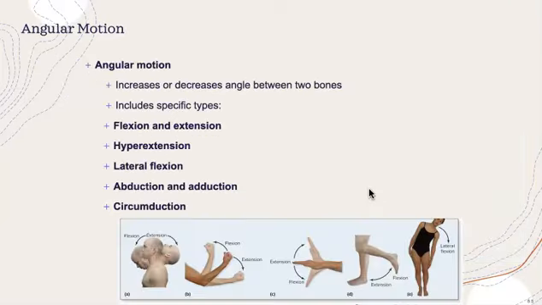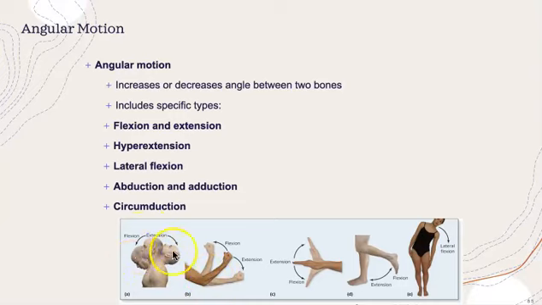Then we have our angular motion. This is actually going to increase or decrease an angle between two bones. So we have a couple different movements. First, we have flexion and extension. So at the elbow here, if we are making this angle smaller, we are going through flexion, so this position here. Whereas when we bring it down and make that angle larger, it becomes extension.